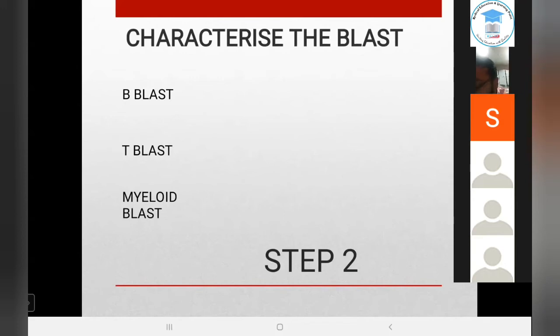So very right. When you see a hand mirror appearance, you think it's a T blast. If it's a smaller blast, then you will say it's a B blast, maybe an L1 blast, an L2 blast, or maybe Burkitt. Absolutely, there are some features which suggest that they are B, T, or myeloid.